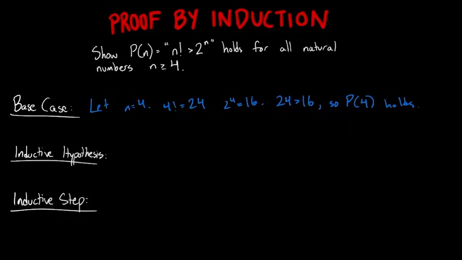Now, the next step in an inductive proof is going to be writing the inductive hypothesis. So we say, assume the statement holds. The statement is P of k or P of n. You say, assume P of k holds for some k greater than or equal to 4. Consider P of k plus 1.